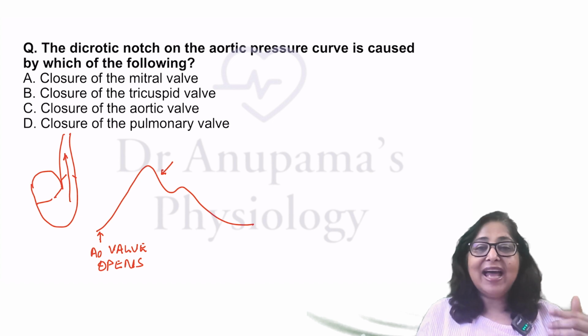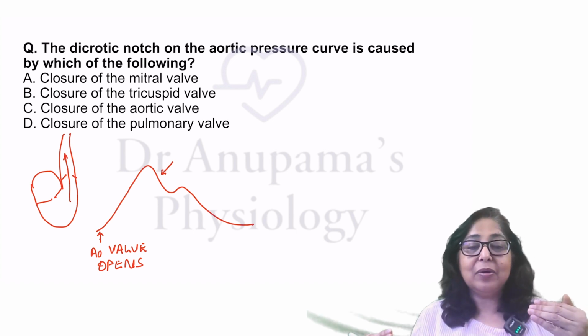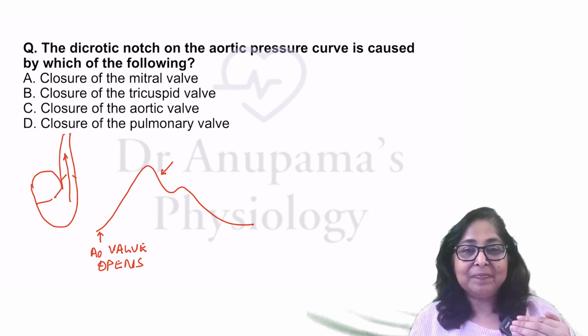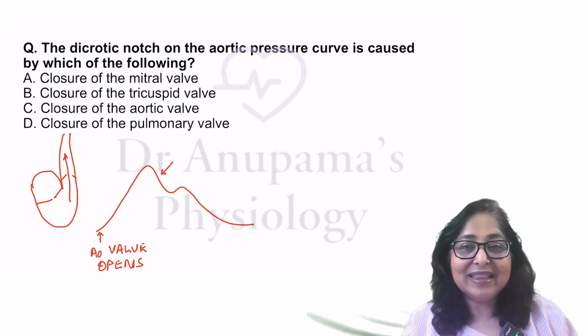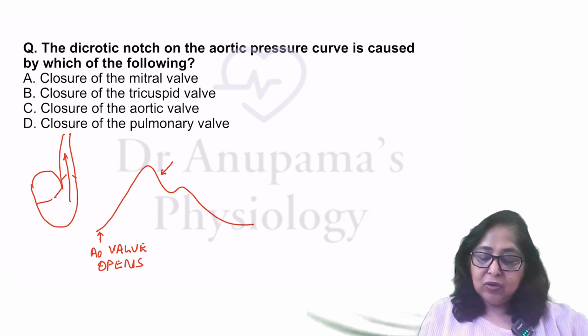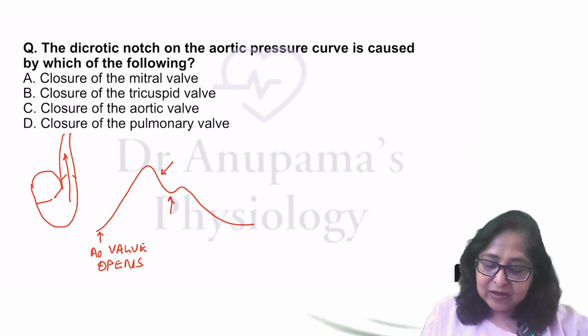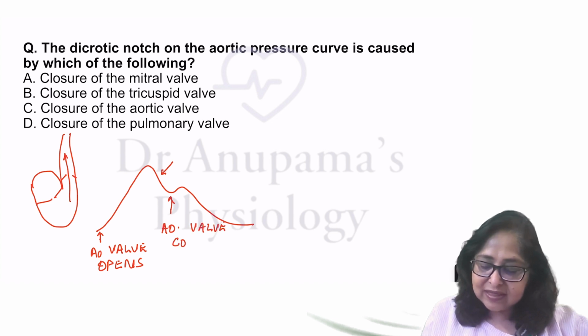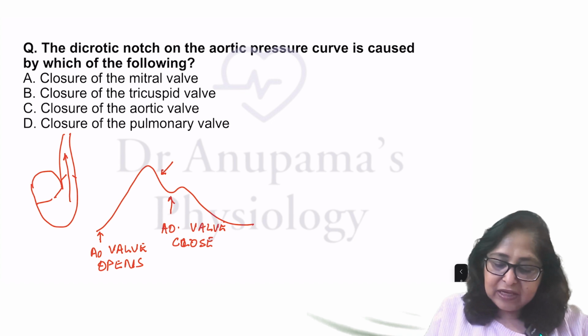Now, as soon as the left ventricular pressure becomes lower than the aortic pressure, the aortic valve closes. This is the point where the aortic valve closes. And when the aortic valve closes, that means the end of the ejection phase.